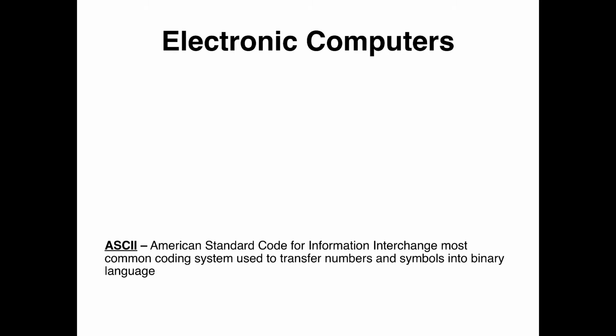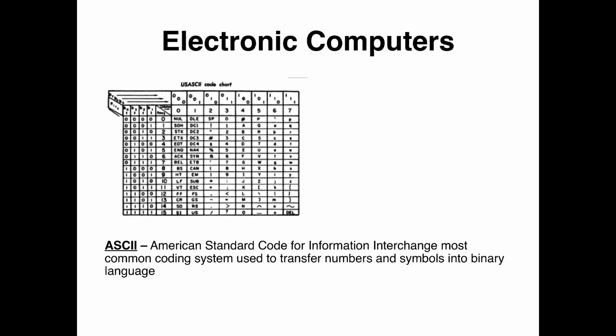Now you may have heard of ASCII, A-S-C-I-I. This stands for the American Standard Code for Information Interchange. It's the most common coding language used to transfer numbers and symbols into the binary language that computers use. And this is an example of an ASCII code chart. Obviously, you're not expected to remember this, but everything can be translated into zeros and ones from other types of data.